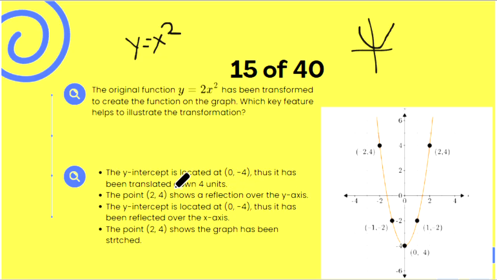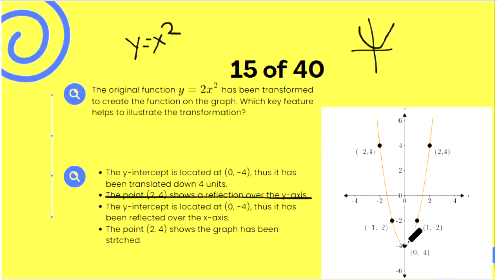This could be correct. The point 2, 4 shows a reflection over the y-axis. Okay, so this is the y-axis. If we're reflecting, you're not going to be able to tell with a parabola because they're a mirror image. So this is irrelevant.